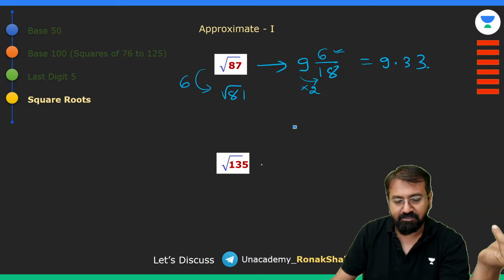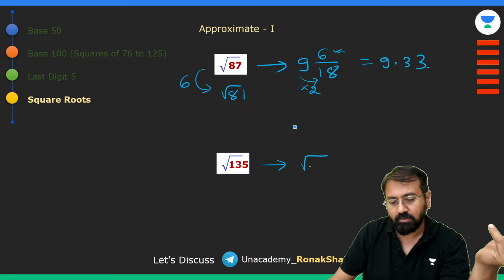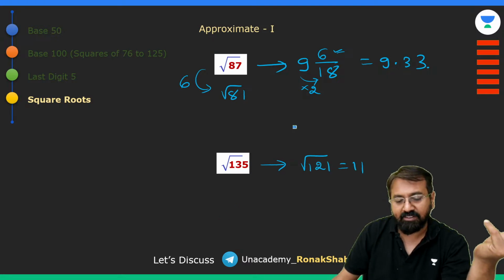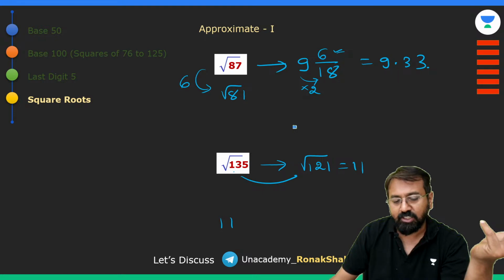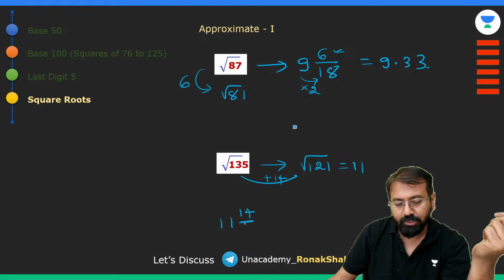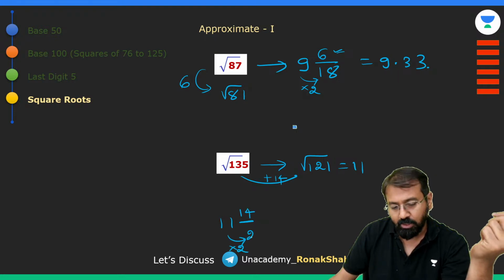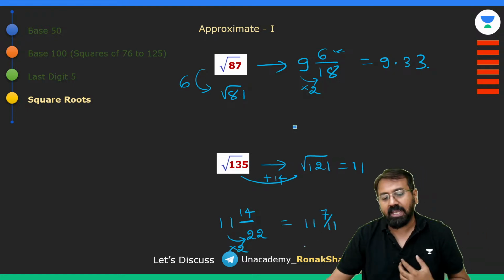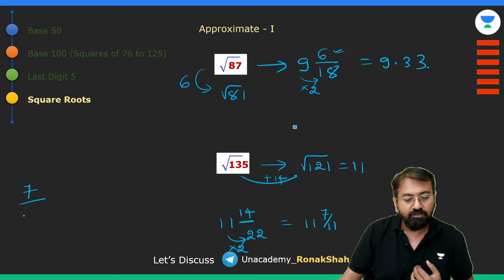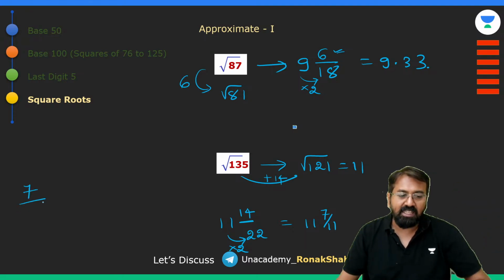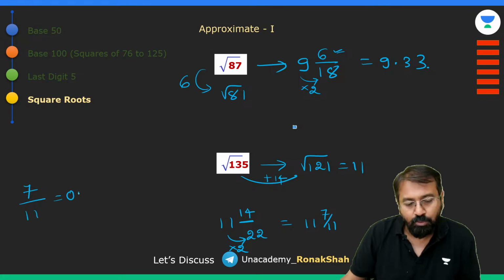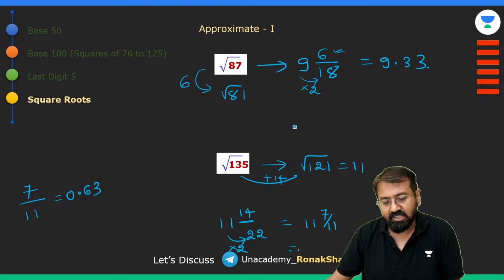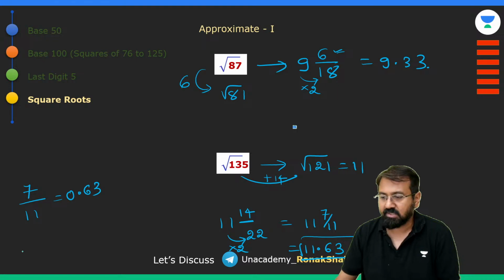For example, square root of 135. So which is the perfect square number close to that? 121. What is square root of that? 11. So write down 11. Now what is the difference between these two? 135 and 121. Difference is 14. So guys, write down 14 over here and double of this. So it will be 22. So this is equal to 11 and 7 by 11. Now guys, what is 7 by 11? It is 0.63. 1 by 11 is 0.09. So 7 by 11 is 0.63. So you can say this value will be 11.63 or 64. It's going to be 11.63.